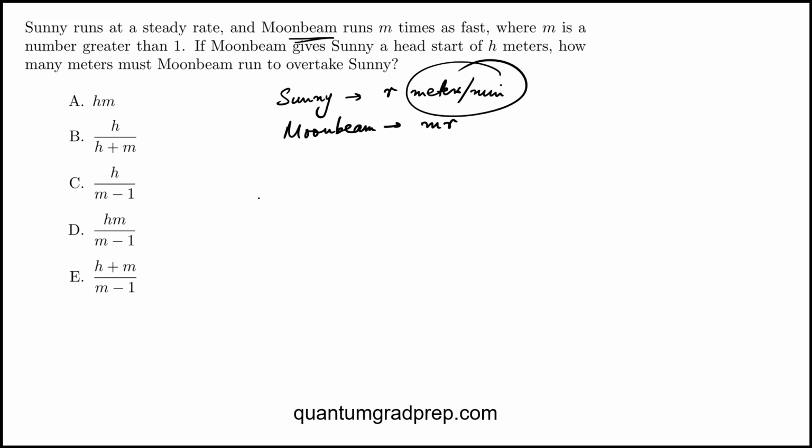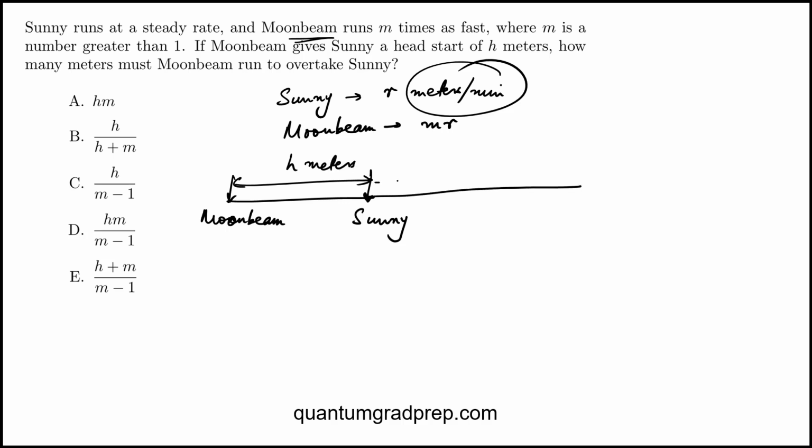And we're told that Moonbeam gives Sunny a head start. So the important thing with these questions is to always draw some kind of a schematic so you can visualize what's happening. So Sunny has a head start, so he's ahead h meters. And then they both will start running at the same time. And the question is, how much distance has Moonbeam traveled to the point where it catches up with Sunny?